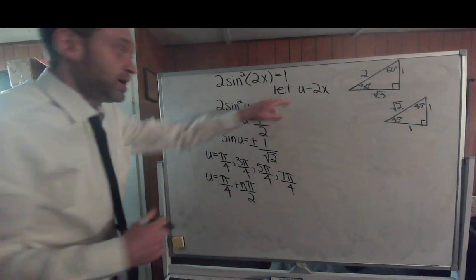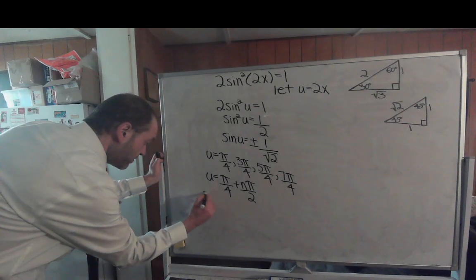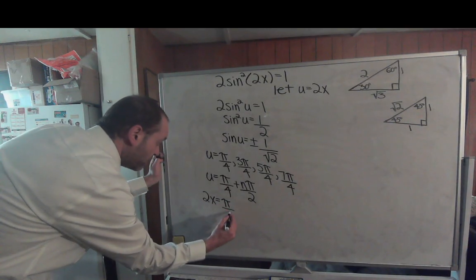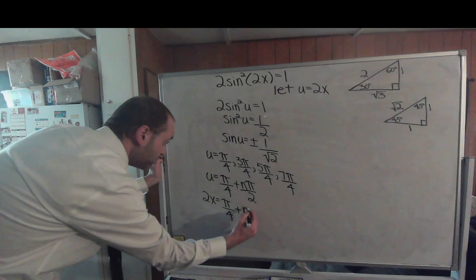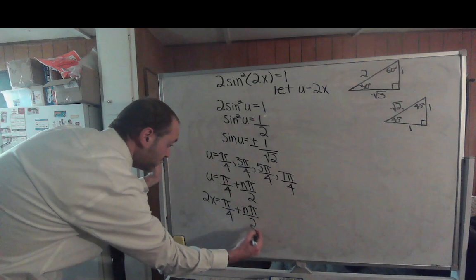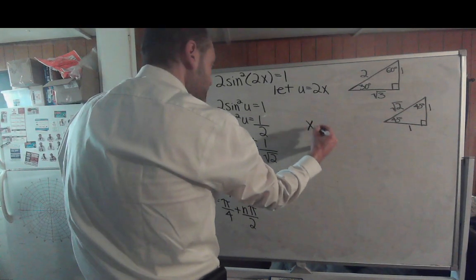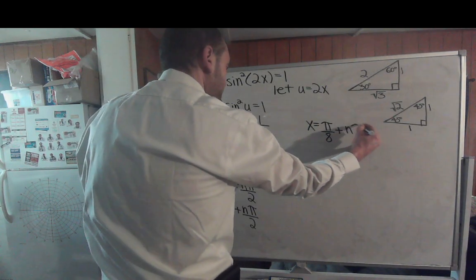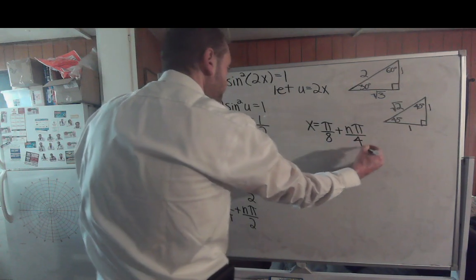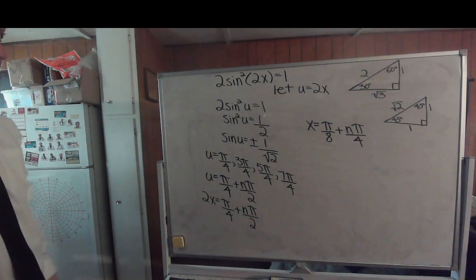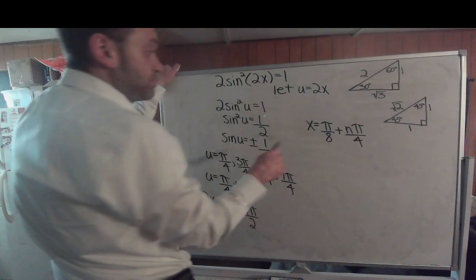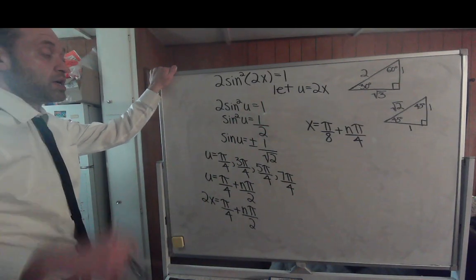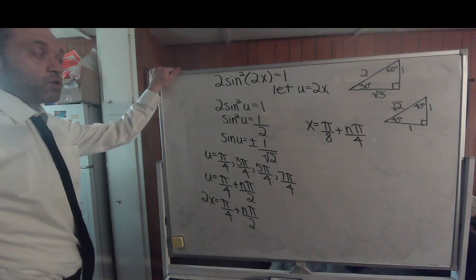We need to put that 2x in for u. So if you put 2x in for u, you'll get 2x equals pi over 4 plus n pi over 2. Now we just solve for x. You'll get x equals pi over 8 plus n pi over 4. Let's just test it real quick. If we had a 0 for the n, 2 times pi over 8 is pi over 4. So yes, that's going to work out quite well.